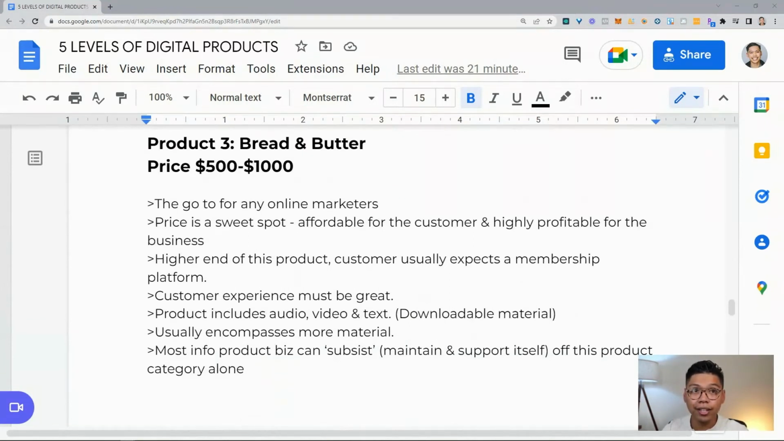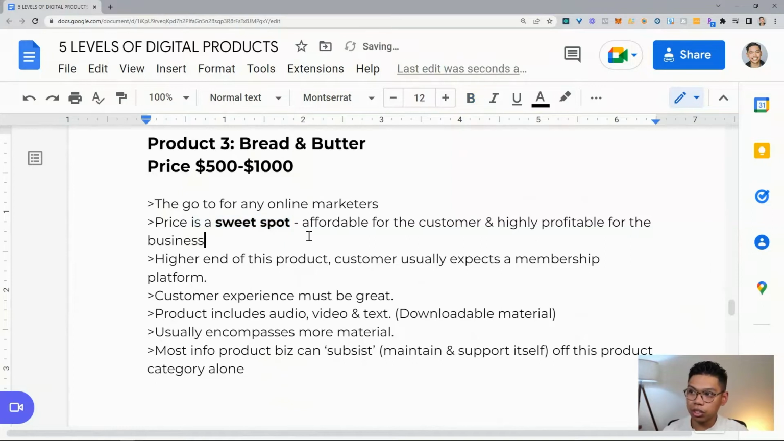Product number three, this is what we call the bread and butter product. Okay. And why do we call it the bread and butter? Because this is the go-to for any online marketer. This is the go-to price point where you'll see a lot of the online marketers. And what's great is it's a sweet spot. And why is it a sweet spot? Because it is affordable for the customer, but it is still, I'm going to highlight this, highly profitable for the business. This is a great place to be selling tons of product with this price point. Again, profitability and to be able to scale, right? It's a sweet spot. And this is why it's the go-to for most online marketers.